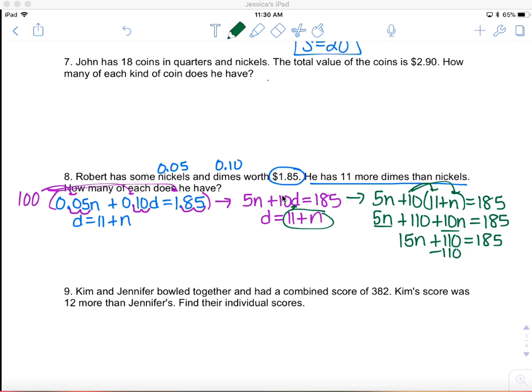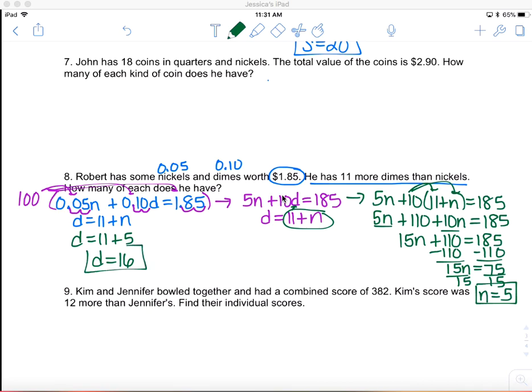I subtract 110 on both sides, and 15n is equal to 75. When I divide both sides by 15, I find that Robert has 5 nickels. It asks how many of each does he have. So if he has 5 nickels, then I can plug this back into the original. 11 plus 5 means he has 16 dimes.